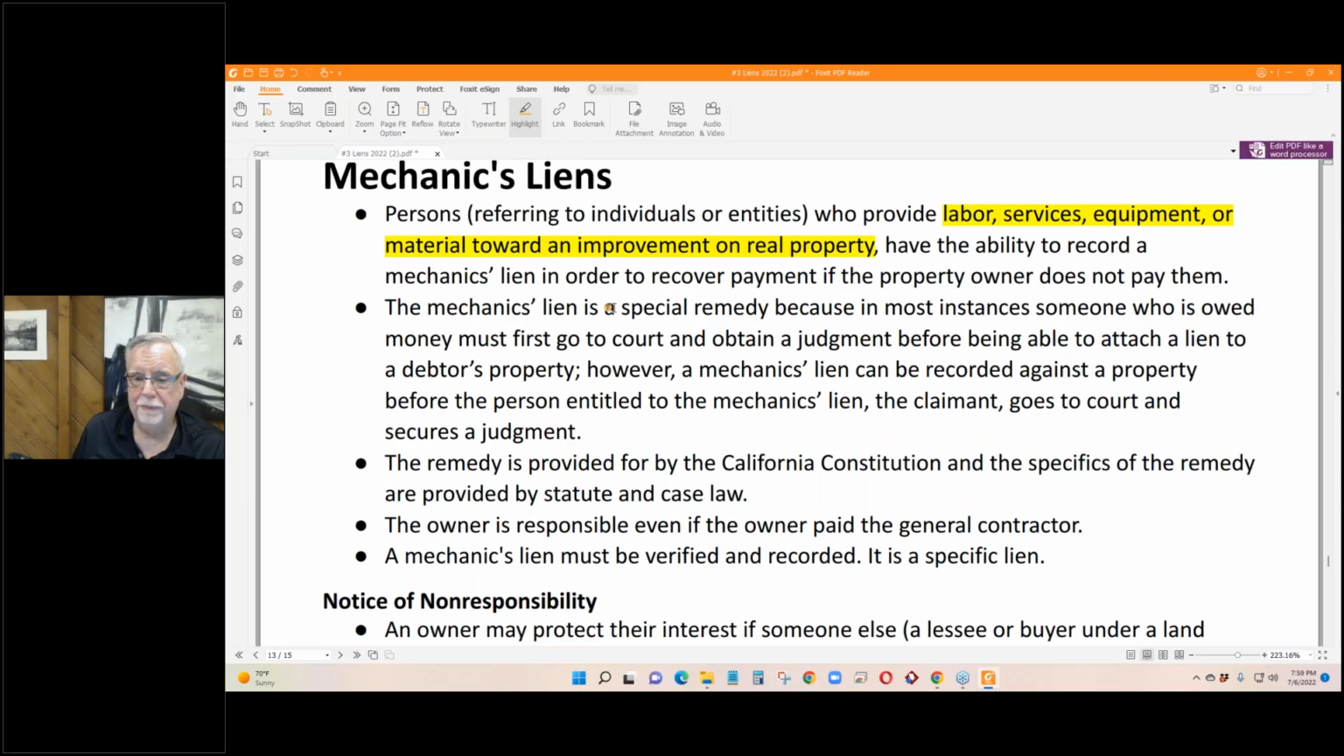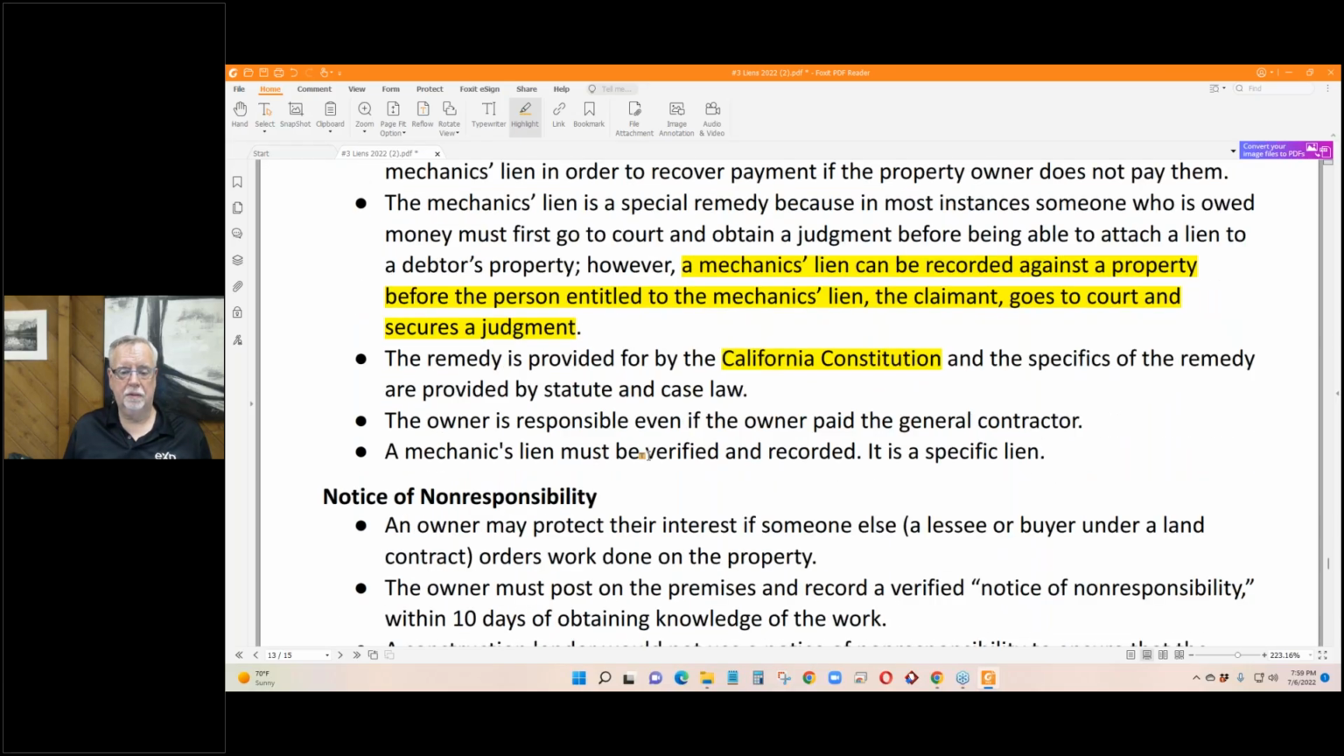It's a special remedy because usually you have to go to court to get a judgment before you can lien somebody's property. However, a mechanics lien can be recorded against the property before the person entitled to the lien goes to court. This is in the California State Constitution that says that somebody who's provided a work of improvement on real property has a right to file a lien against the property if they're not paid. And it must be verified and recorded. Verified means you have to sign under penalty of perjury that this is in fact true if you're the contractor, and it has to be recorded, and it's a specific lien.